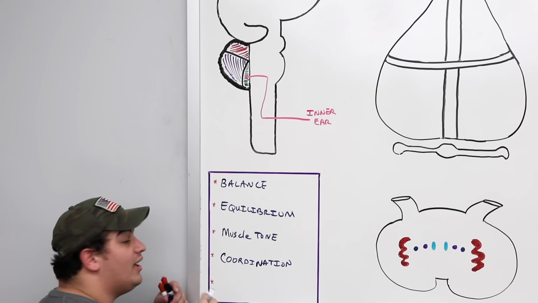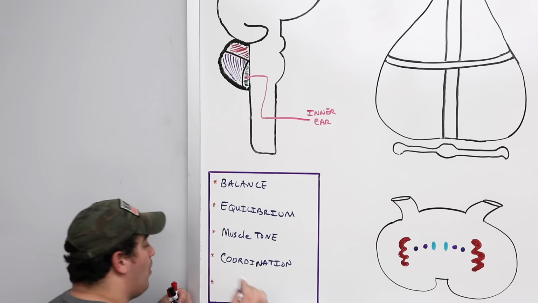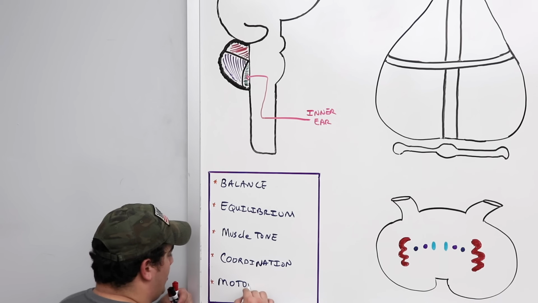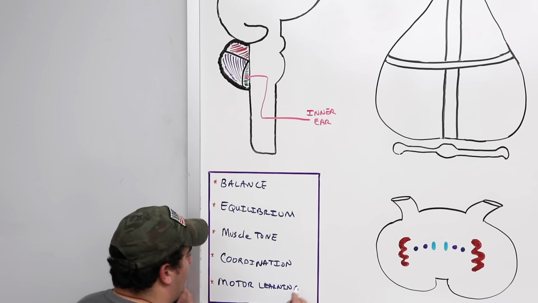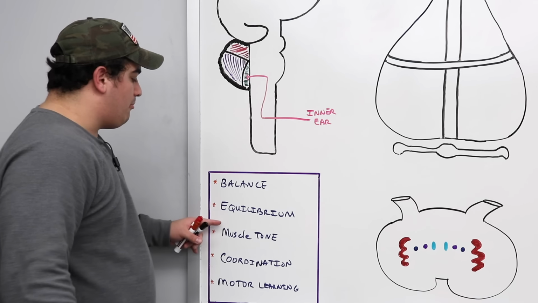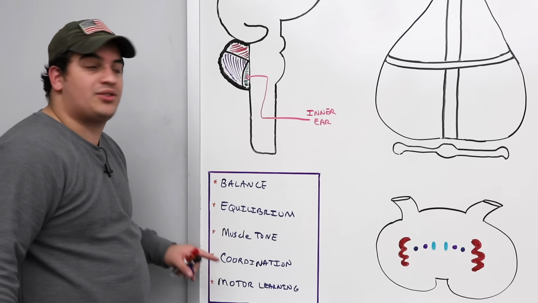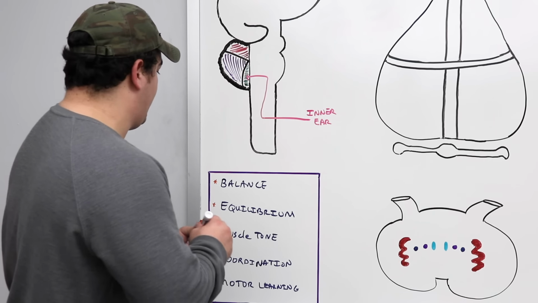And it plays a really, really important role in motor learning. So what do I mean here? I'll explain. So I want you to remember this. Balance and equilibrium, muscle tone, coordination, motor learning. These are the really important things that are controlled by the cerebellum.